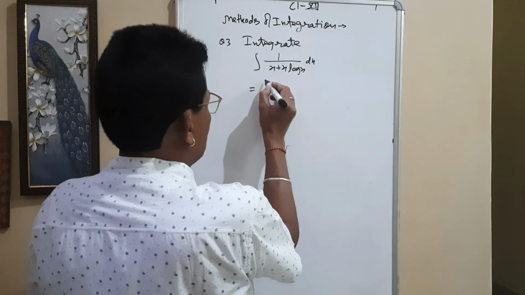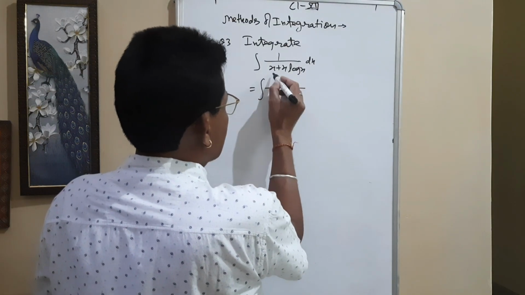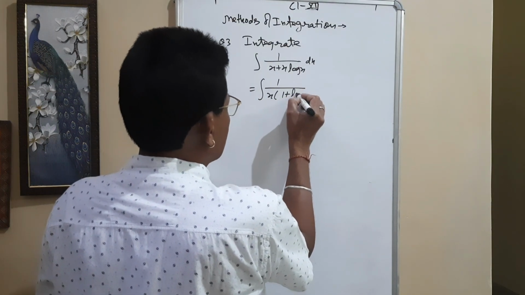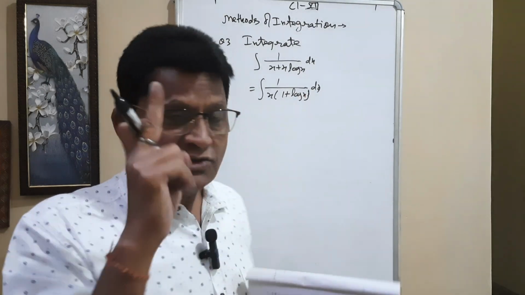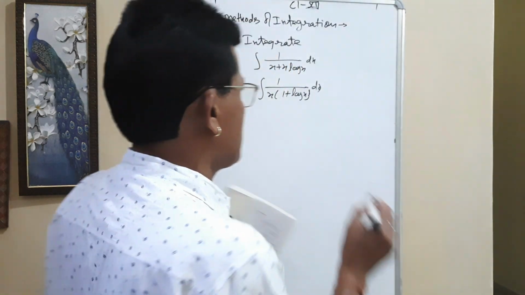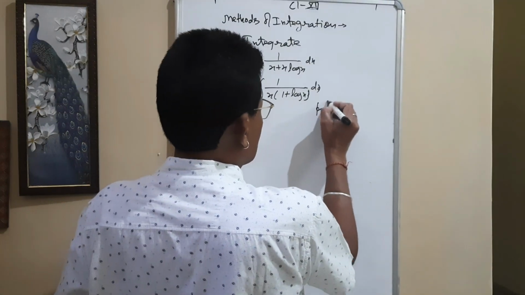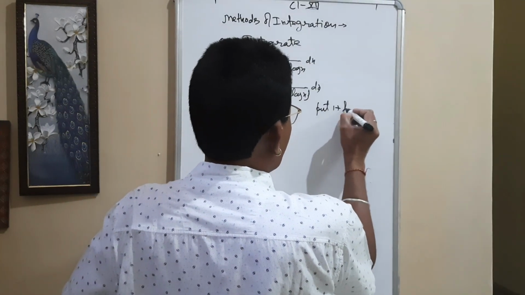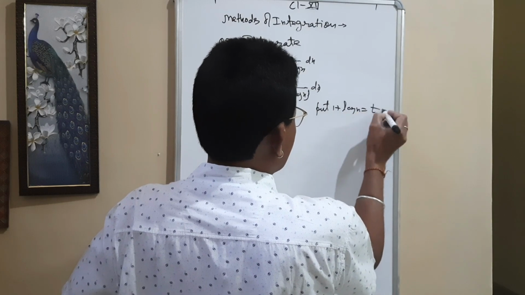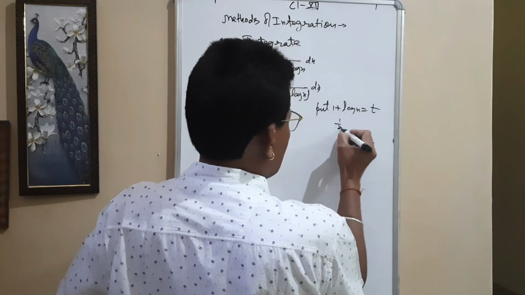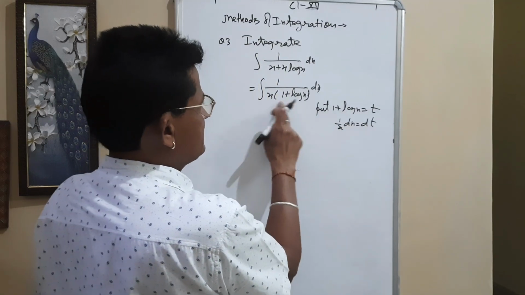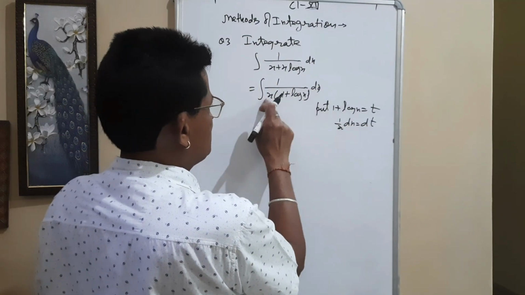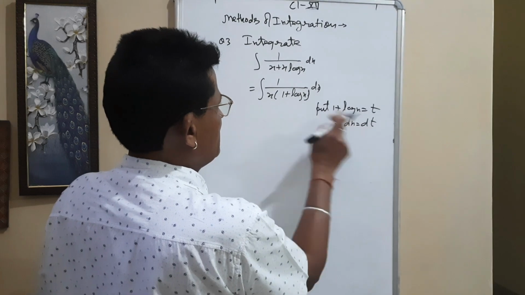Then what will you do first of all? Let me take x common in the denominator: 1 plus log x. Okay, it becomes very easy. But first of all, the first step in the mind should be what the substitution may be. Because we are using the substitution method, put log x equal to t. Differentiate on both sides: 1 upon x dx is equal to dt. 1 upon x dx is given over here. dx upon x you can take here, dx upon x will be equal to dt.